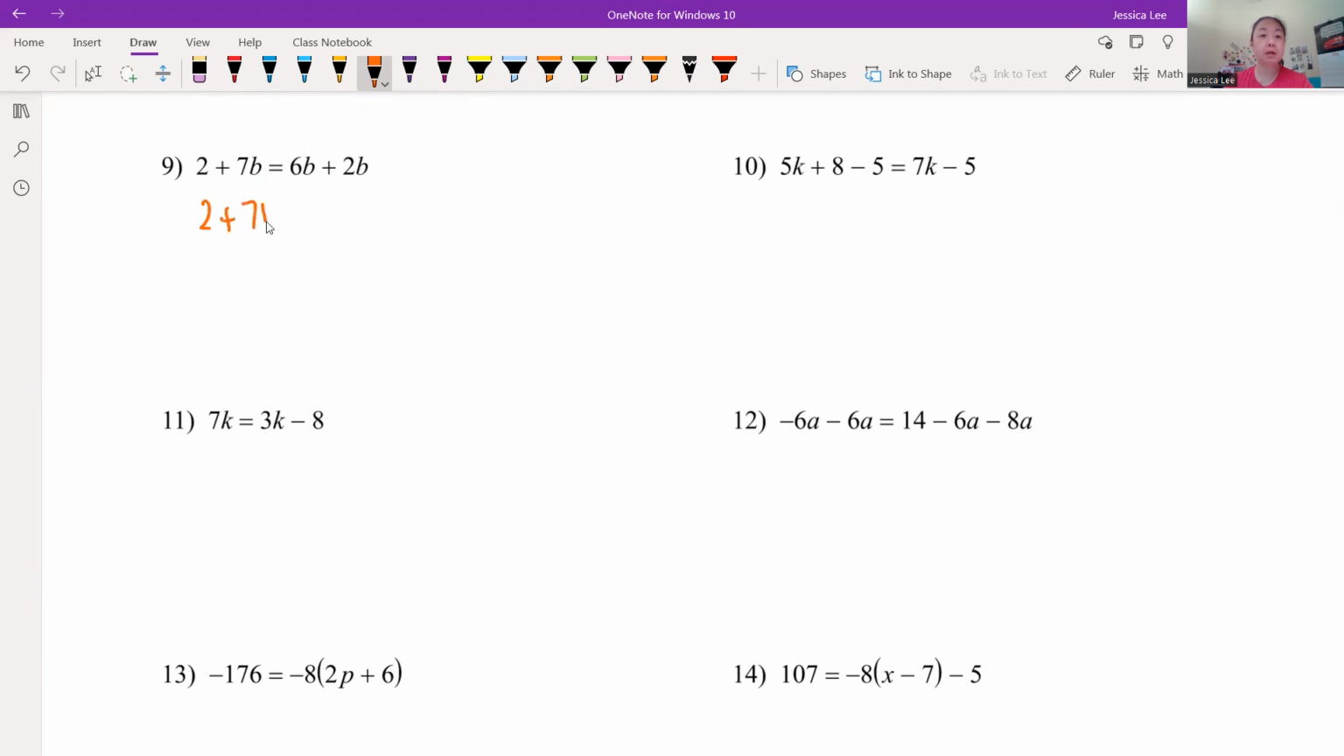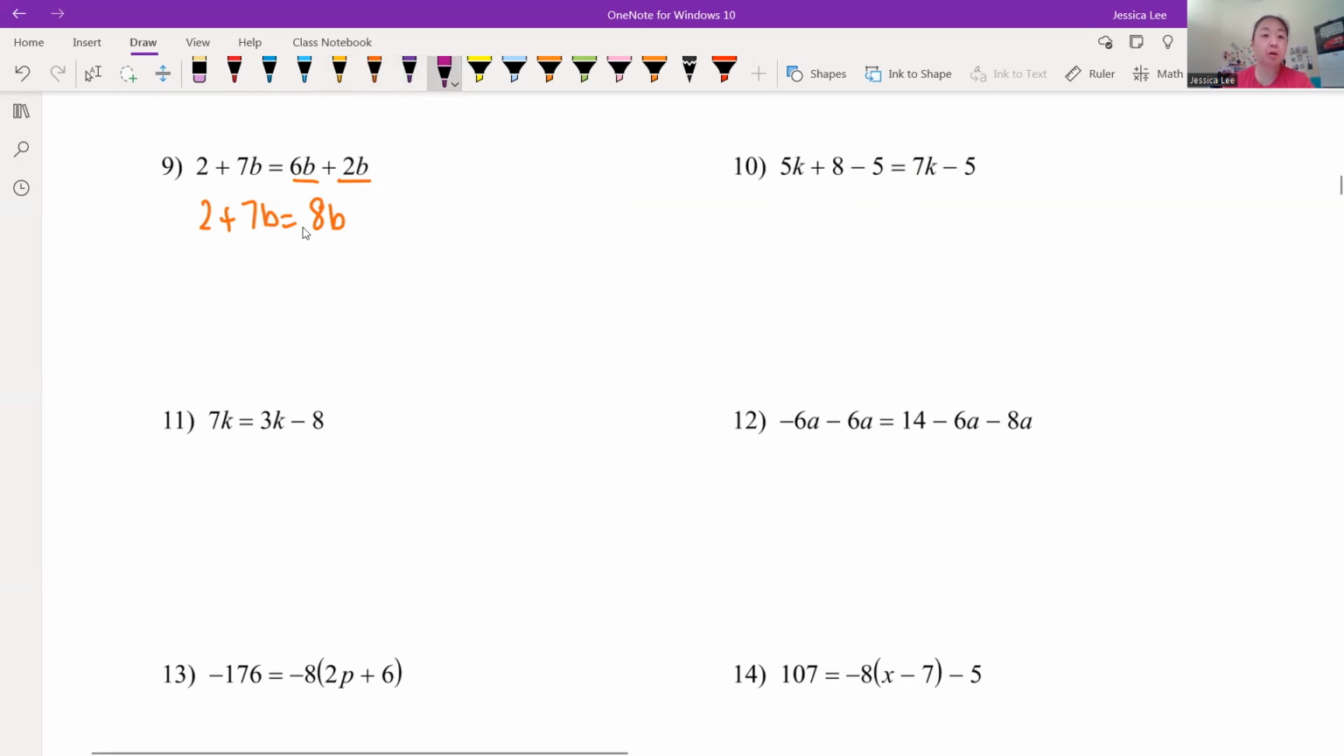So 2 plus 7b. We don't need to simplify. It's already simplified. They are not like terms. But right here, the 6b and 2b is 8b, right? 6 plus 2, 8, since they both have b's on there. Now what we're going to do is get the variables together. I like to do it that way just because it's less work.